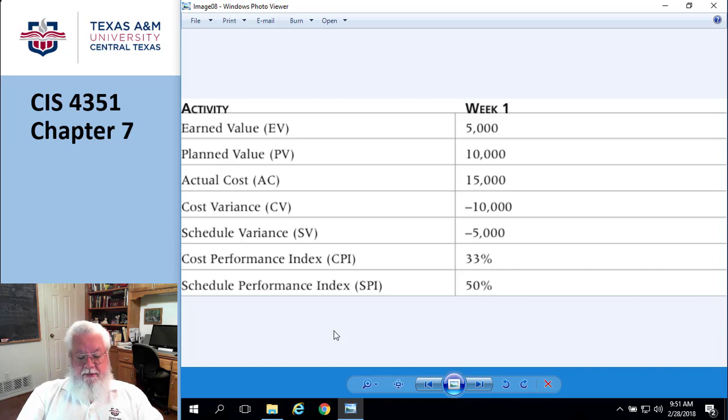The planned value. The planned value is how much money. So for week one, that column down at the bottom had $10,000 in it. That's how much I plan to spend. That's my budget spending for the month. Cool. The actual cost is my direct and indirect cost.